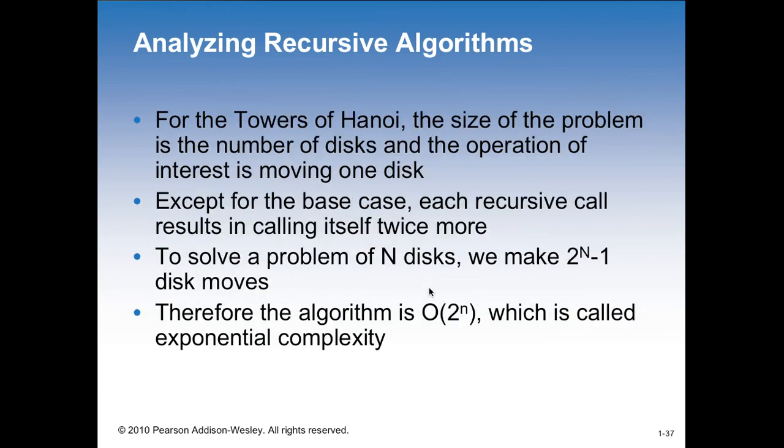For the Tower of Hanoi, the size of the problem is the number of disks and the operation of interest is moving one disk. So except for the base case, each recursive call results in calling itself twice more, because we have three, so we have the base plus two more to get all three of them processed to solve the problem of n disks. We have 2 to the n minus one disk moves. So that gives us an algorithm that has big O of 2 to the n, which is called exponential complexity.